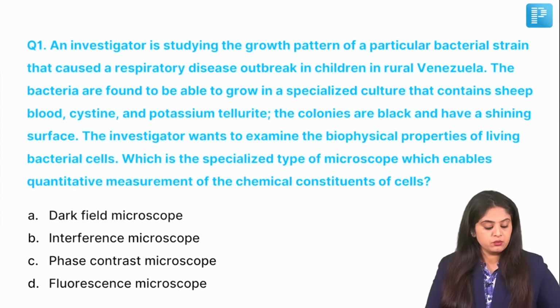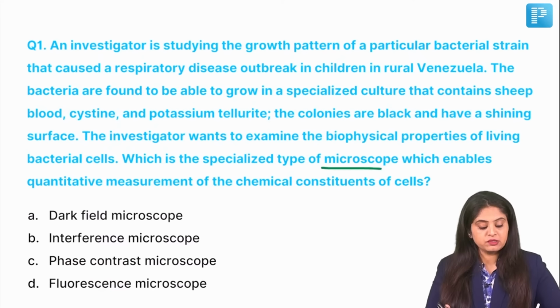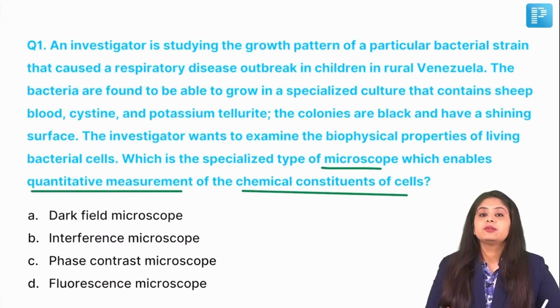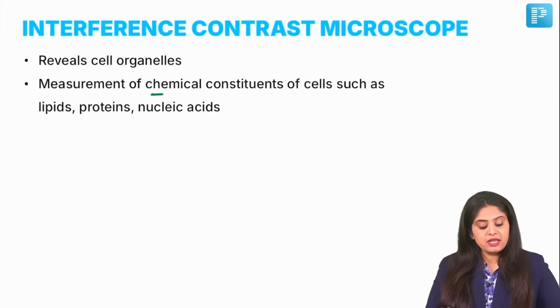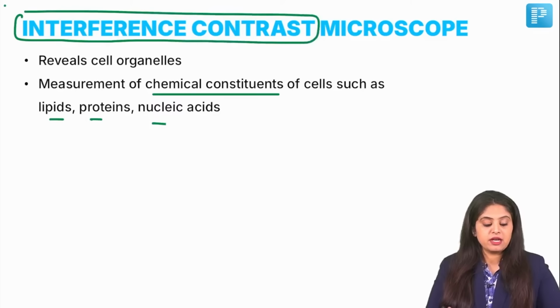Question 1 over here was a very lengthy one, but first I'll give you the answer. They asked which microscope enables quantitative measurement of the chemical constituents of the cell. See, a cell is made up of what all? It is made up of lipids, proteins, carbohydrates. So whenever you want to measure the chemical constituents like all of these that I've mentioned, you will be using something known as interference contrast microscope.